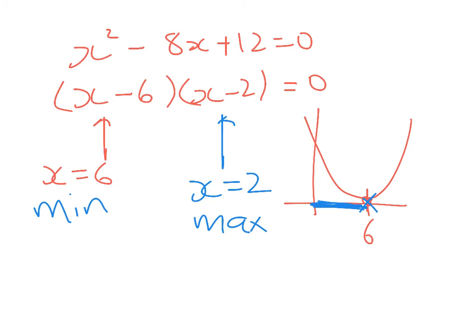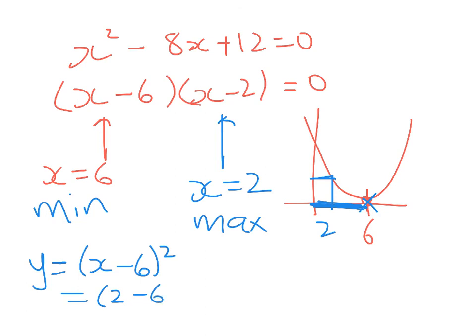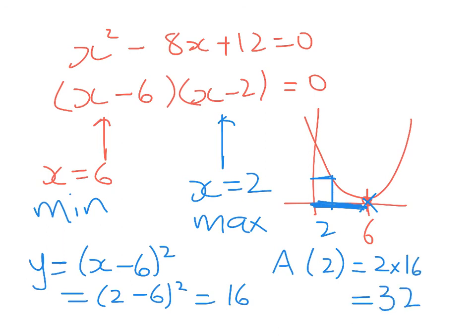But I'm not asked just for the x value, I'm asked for the area of the rectangle. So y is equal to x minus 6 squared. So at x equals 2, that will be 16. And so the area, when x is 2, will be 2 for the width times 16 for the height, which is 32 units squared. Okay, but because there weren't units, it's fine just to give your answer as 32.